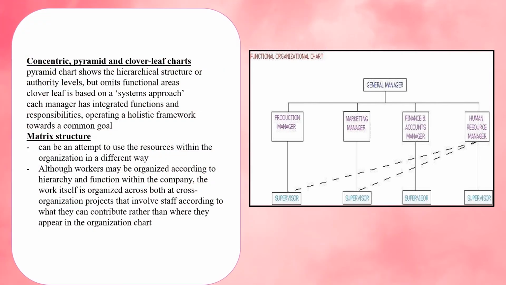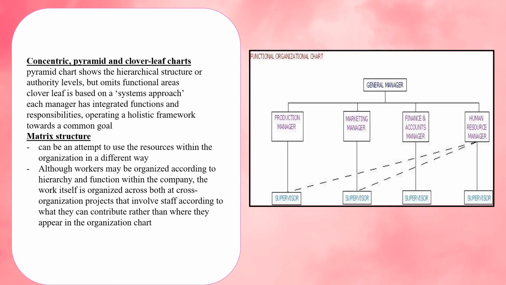Here you have the functional organization chart. Concentric pyramid and clover leaf charts. The pyramid chart shows the hierarchical structure or authority levels but omits functional areas. Clover leaf is based on a systems approach. Each manager has integrated functions and responsibilities, operating in a holistic framework towards one common goal.